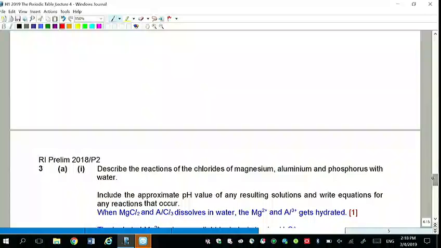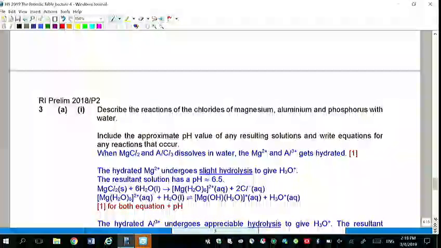Now, last part, question 3. I've talked about oxides, now I talk about chlorides. If I want to compare the chlorides of magnesium, aluminium, and phosphorus, this is a very common type of question. They very commonly ask you to describe the reactions of the chlorides with water.